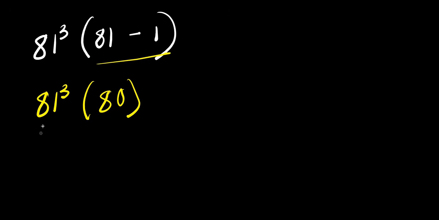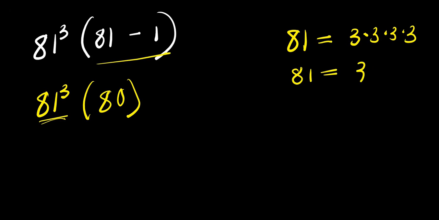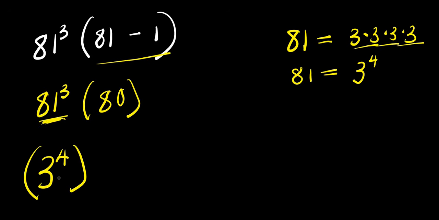So what is the value of 81 to the power of 3? Now, remember that we can express 81 as 3 times 3 times 3 times 3. That means 81 equals 3 to the power of 4, because 3 times 3 is 9, 9 times 3 is 27, 27 times 3 is 81. So we have 3 to the power of 4 for this 81, raised to the power of 3 again, times 80.